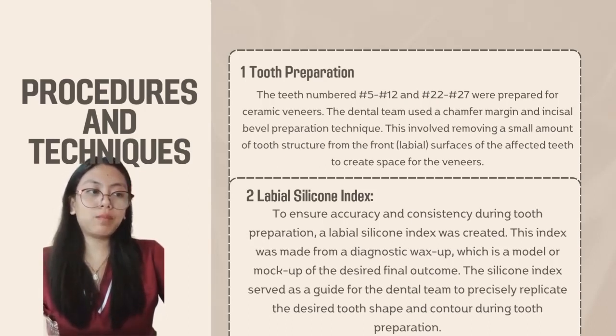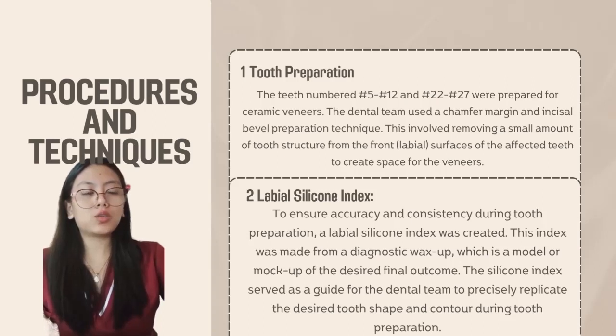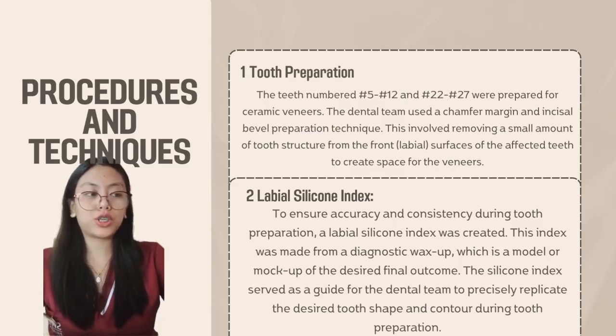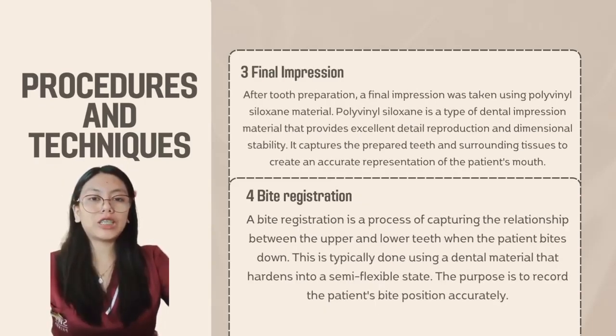The second is the labial silicone index. This is to ensure accuracy and consistency during tooth preparation. A labial silicone index was created. This index was made from a diagnostic wax-up, which is a model or mock-up of the desired final outcome. The silicone index served as a guide for the dental team to precisely replicate the desired tooth shape and contour during tooth preparation.